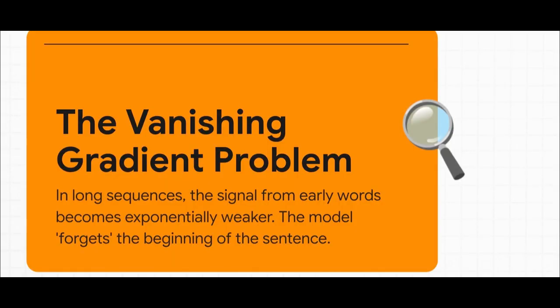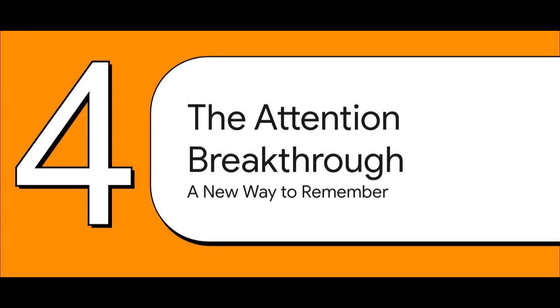And this points to the core technical issue, which has a name, the vanishing gradient problem. That signal, the important meaning from the first few words, just gets weaker and weaker and weaker with every single step. It's like a fading echo. By the time the model gets to the end of the paragraph, it has literally forgotten how it started. This memory problem was a massive roadblock for AI. To get past it, we needed something totally different, a completely new way of thinking.